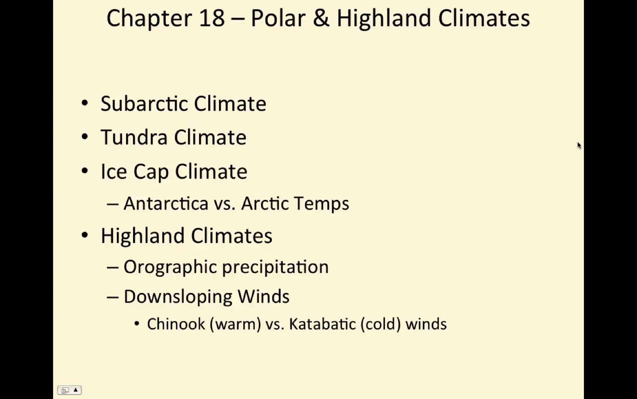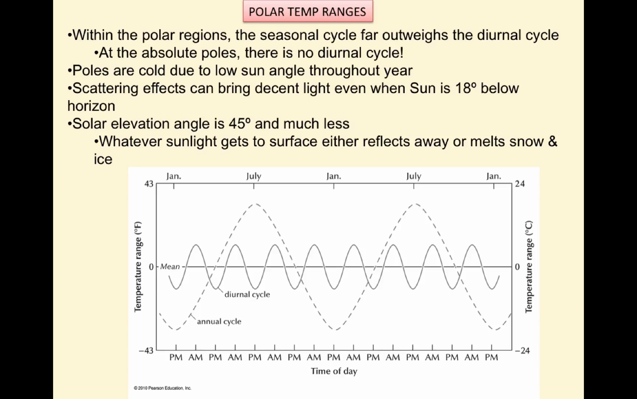For Chapter 18, we'll look at polar and highland climates. First, subarctic climate, tundra climate, ice cap climate, comparing Antarctic and Arctic temperatures and mechanisms as to why they're different. Highland climate, look at the mountains, orographic precipitation, and two types of downsloping winds, the Chinook or warm downsloping winds versus katabatic or cold downsloping winds.